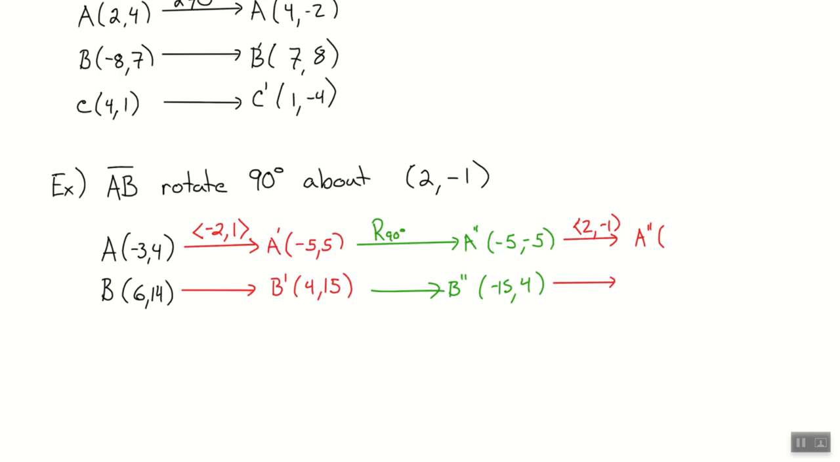Look at your rule. What happens with AB? XY maps to X, comma, -y, right? These flop or flip, and then you change the sign on the front one. Okay. Regardless, I think we end at -3, -6. And B triple prime at the very end, we end where? -13, 5.